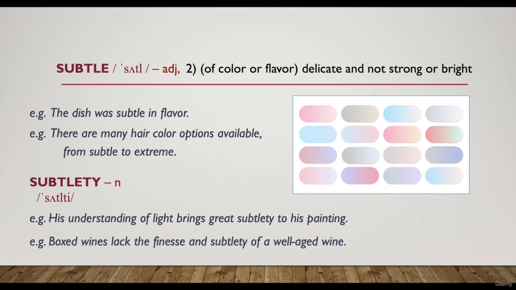Another example, boxed wines lack the finesse and subtlety of a well-aged wine. So we've got two kinds of wine. We've got boxed wine and well-aged wine. Boxed wines are not considered to be of very high quality, and they don't have that nice and subtle flavor of a well-aged wine. So well-aged wine is preferred.